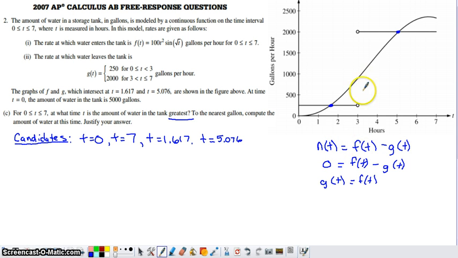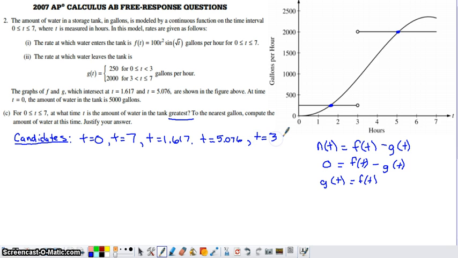There's one place where this derivative would be undefined. This derivative is undefined at the t-value of 3. G of t is undefined at 3. That's where this big jump happens, from the water leaving at 250 gallons per hour to the water leaving at 2,000 gallons per hour. So at t equals 3, this is undefined, making our net rate function, or our derivative, undefined. And so this is one last candidate.